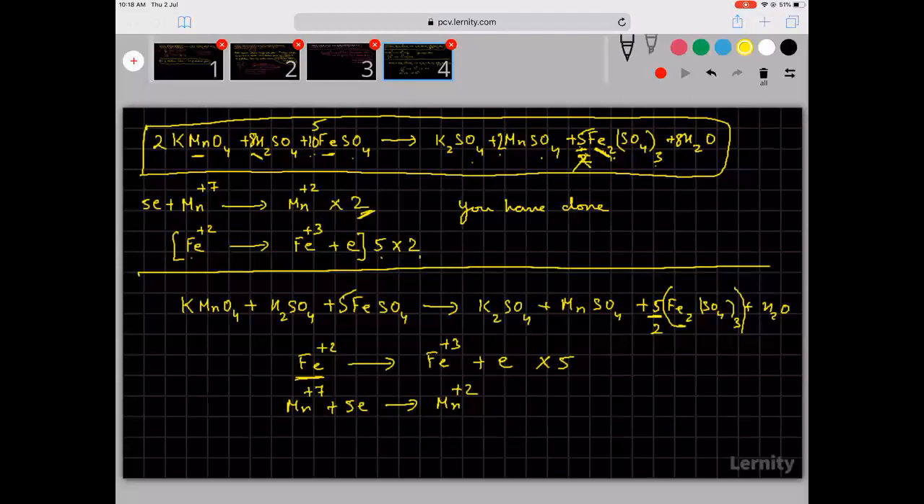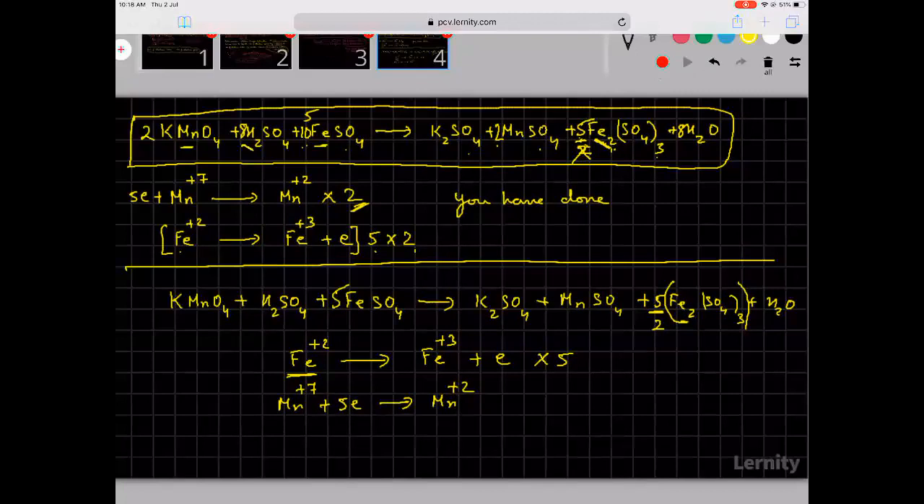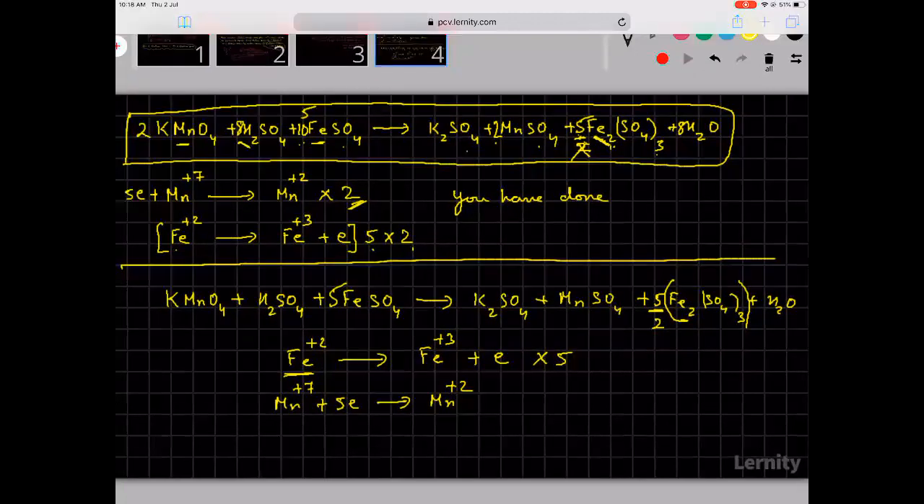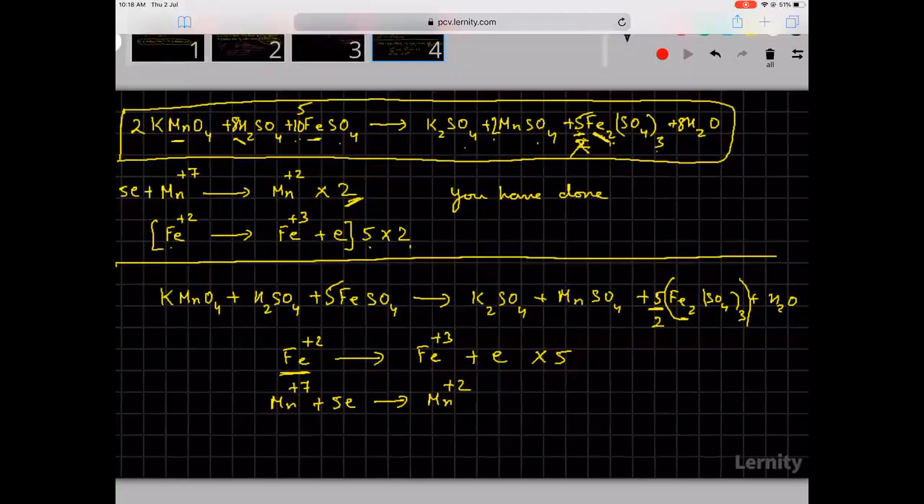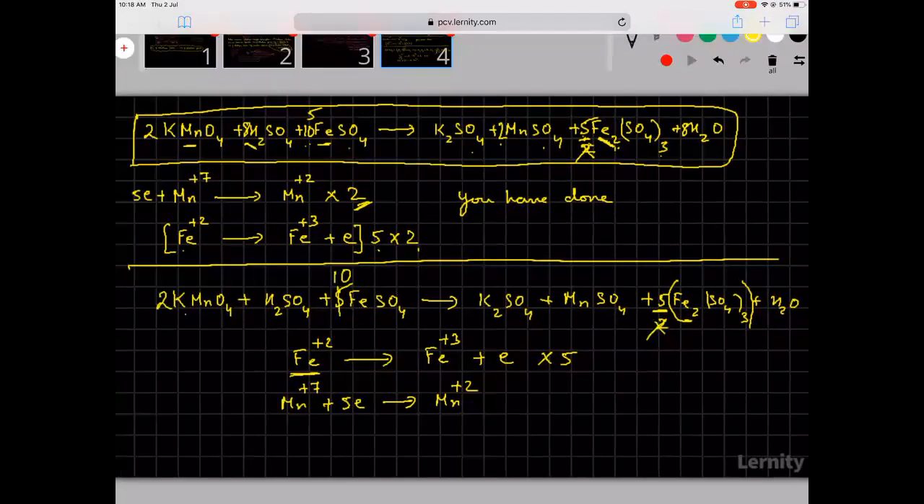So next, again apply common sense and tell what you want to do with it. You want to multiply the whole thing with 2 so that this will vanish. Right? So here you have 1, so it became 2. Here you had 5, so it became 10. Now because there are 2 manganese here, there have to be 2. Already there are 2 here, so there is no problem. Now count how many sulfates are there. 5 into 3. Each molecule has 3 sulfates. So 5 molecules will have 15.